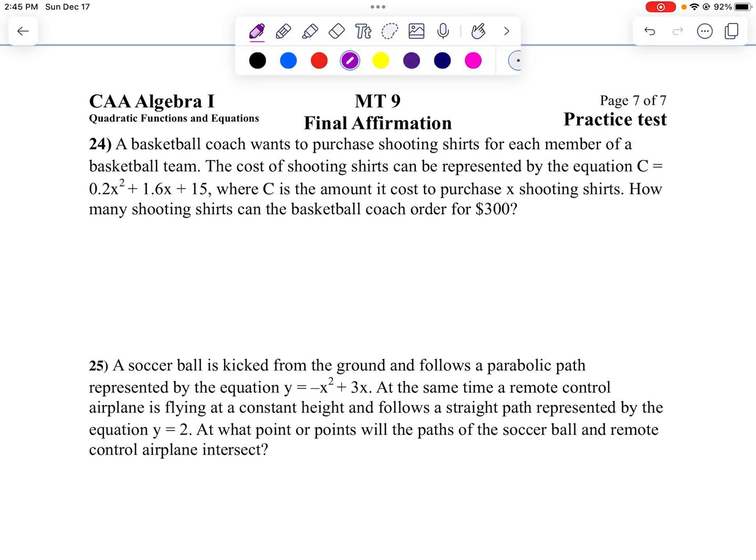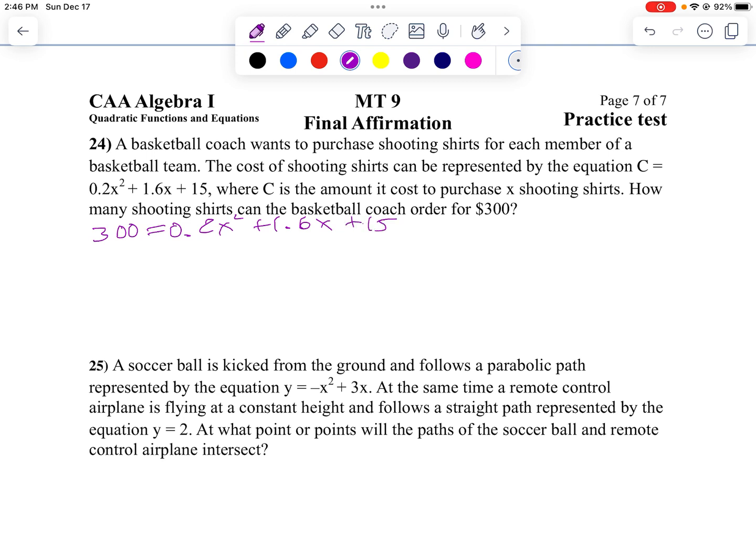Okay, let's take a look at question 24. We have the coach, and the coach wants to purchase shirts for $300, and we have this formula, and we want to know how many shirts the coach could order. The first thing we're going to do, no matter how we do it, is replace C with 300. So I have 300 equals 0.2x squared plus 1.6x plus 15.